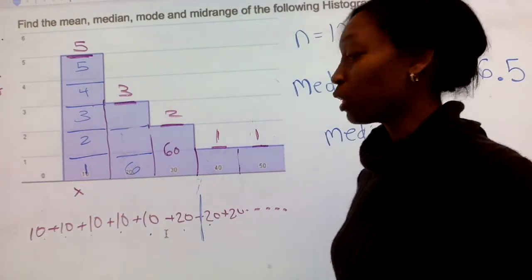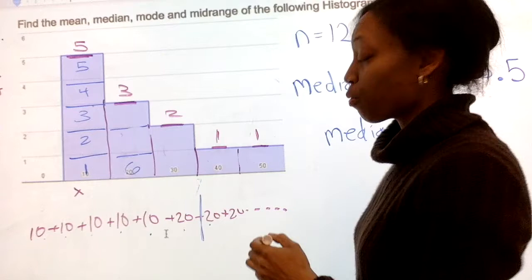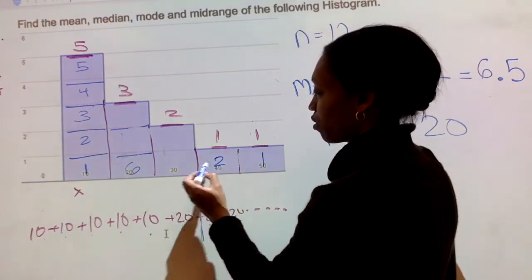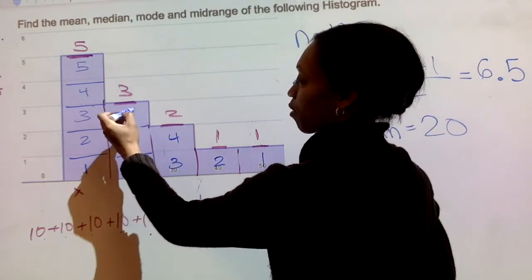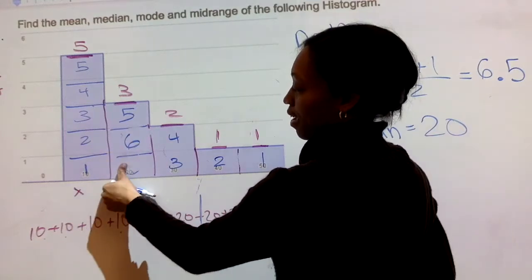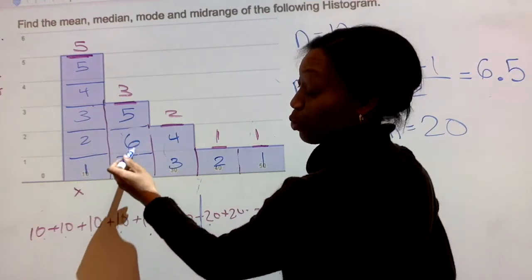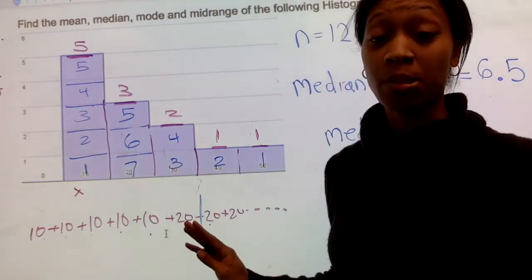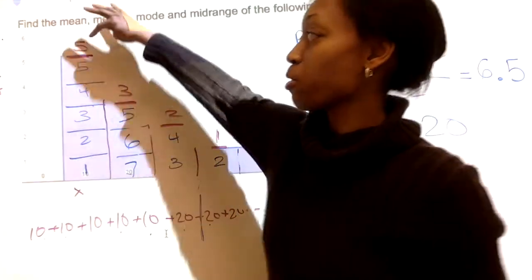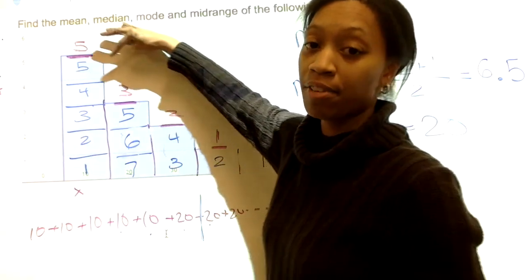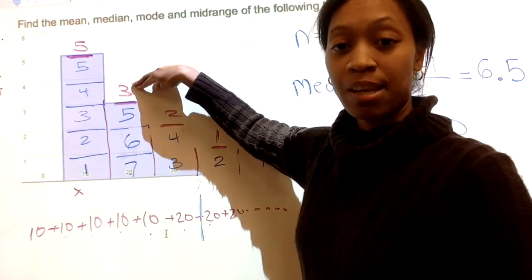And just to be cute, we could have counted from the other side as well. We could have said here's 1, 2, 3, 4, 5, 6, and then the 6.5 term would have still been right in the same spot. Or you just take the bars on top and add. Here's 5, 6, 7, must be somewhere in this column.